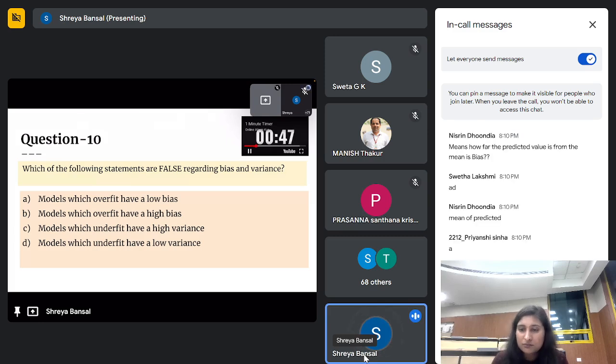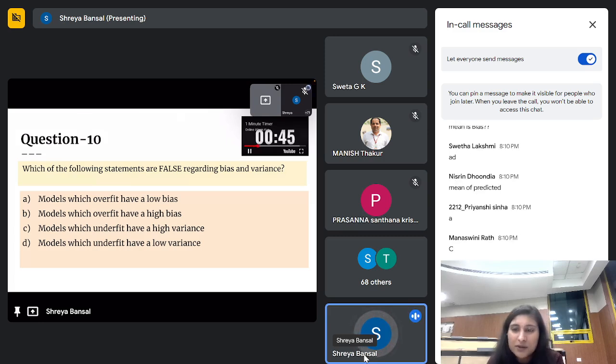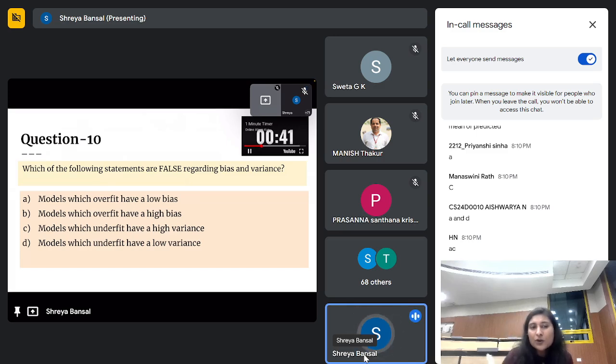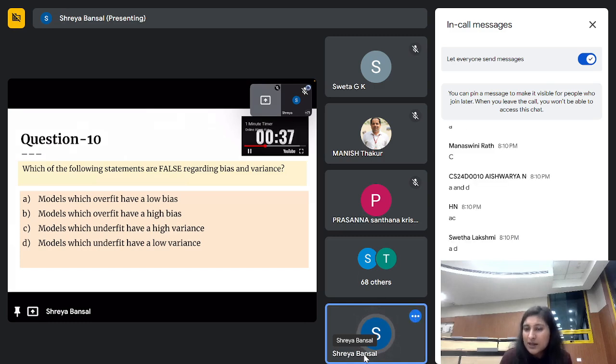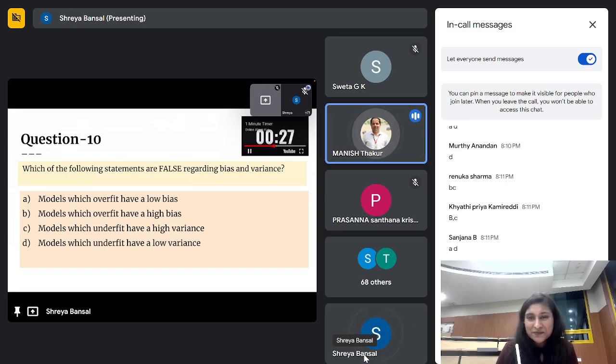Okay, you are giving me different answers this time also. I told you, overfit means high variance or high bias, just let me know. Some are saying, just see the question. Overfit means low bias and high variance.